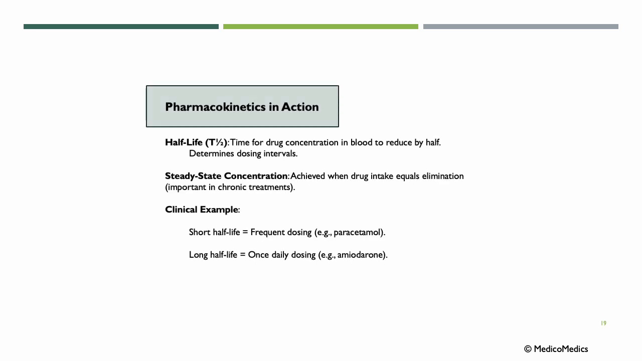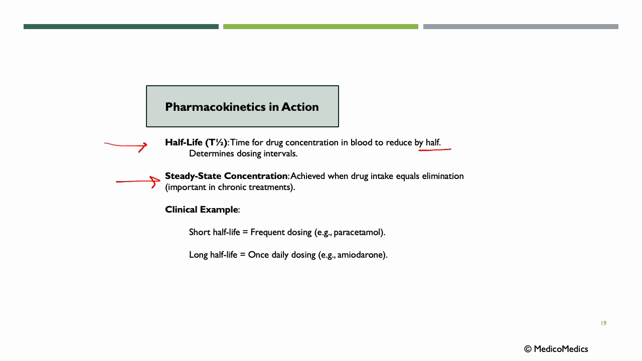Now, to finish, let's apply pharmacokinetics to real-world prescribing. Two key concepts here are half-life and steady state. Now, a drug's half-life is the time it takes for its concentration in the blood to drop by half. This directly determines how often we need to give a dose. The steady state concentration is reached when the rate of drug intake equals the rate of elimination. So it's a critical concept in long-term therapies where stable blood levels are needed.